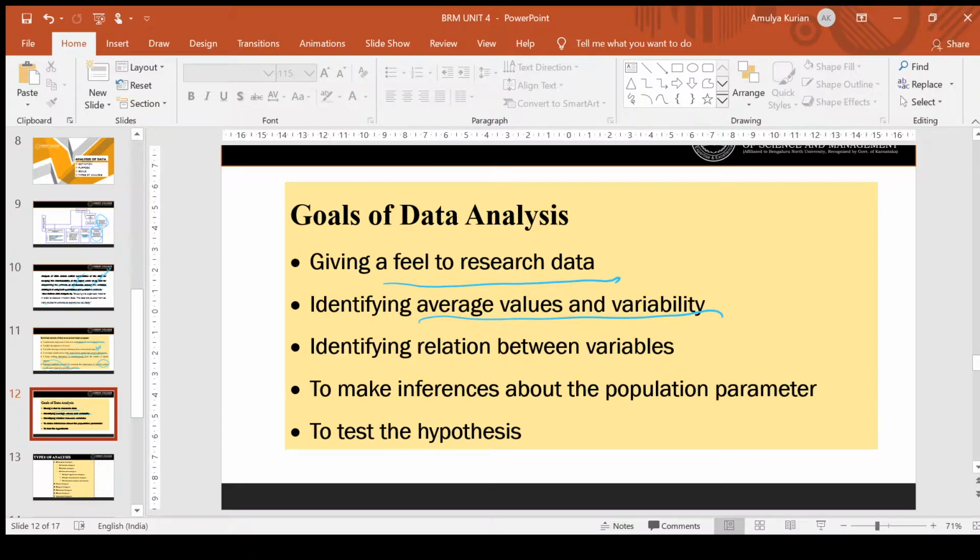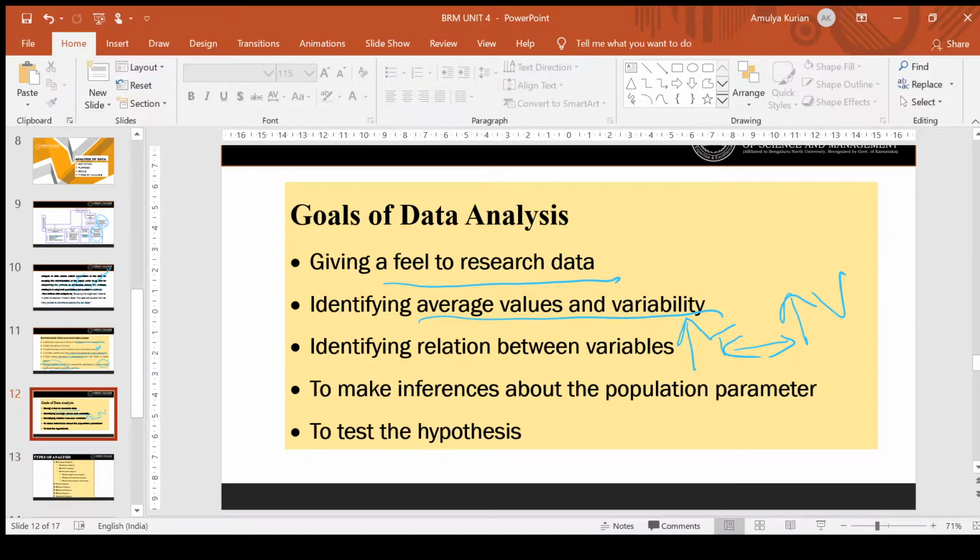Next one is identifying relation between variables. Once you do the data analysis, we will be finding if there is any relationship which exists between the variables. For example, as temperature increases, volume will increase, and the relation being told is direct proportion. Once you do the analysis, with an increase in one variable, is there any increase in the other or vice versa? This can be inferred.